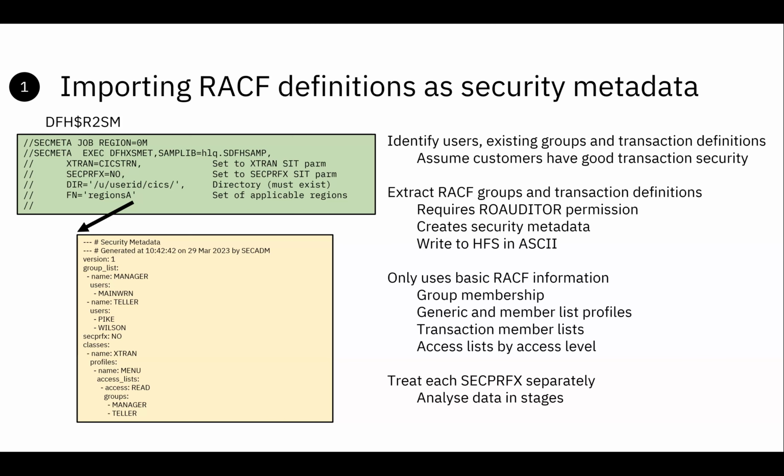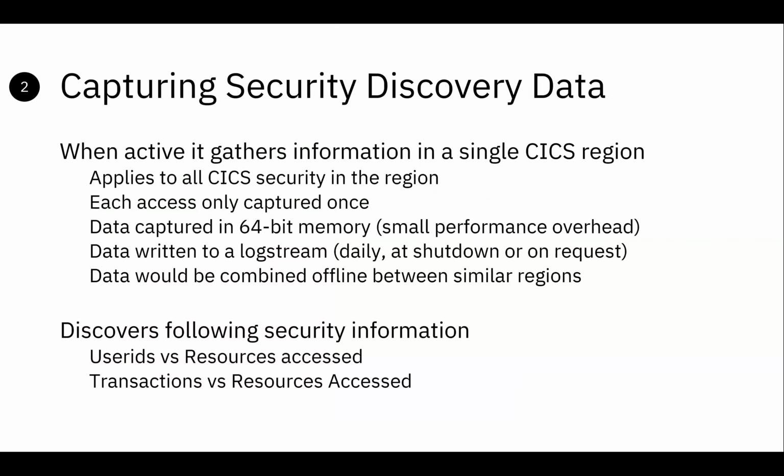So we're extracting the basic information, and that information is then put onto a file that is an ASCII file that can be read by the Explorer. The next stage of it is capturing your data for all of your running regions. Now, we're capturing data looking at all security that either is done or would have been done had you configured it on the CICS regions.